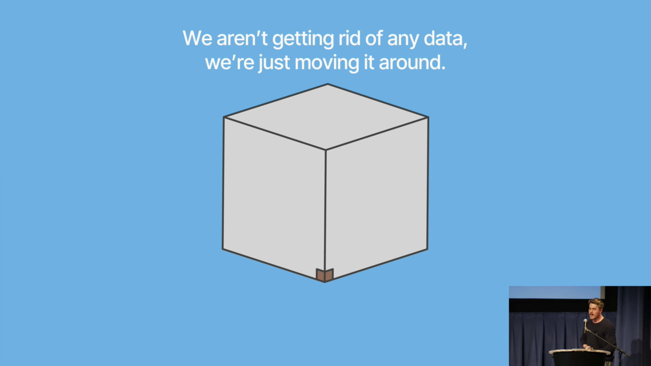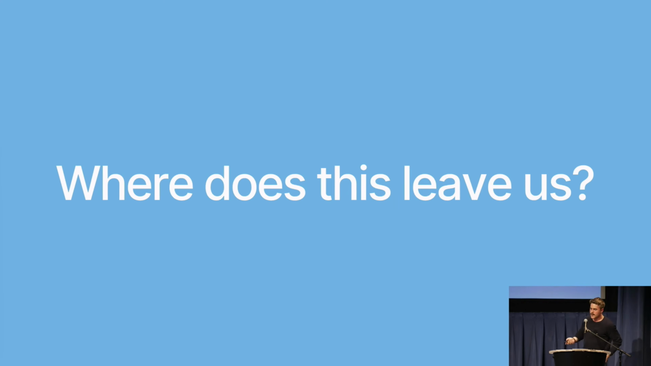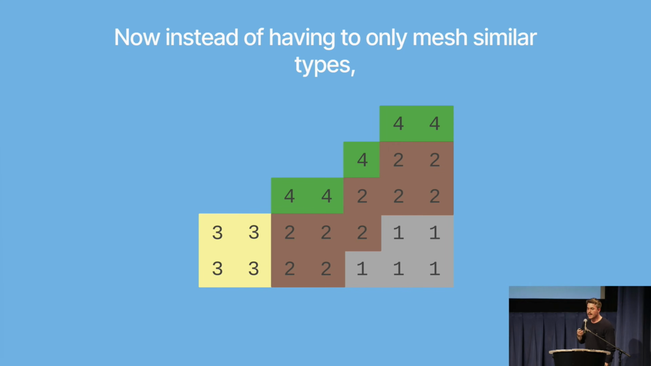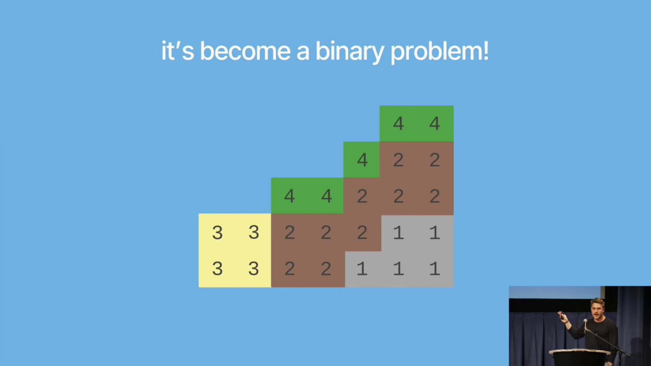We aren't getting rid of any data, we're just moving it around. We're just taking the data we had on the CPU when we were meshing, and moving it to the GPU to sample there, right? So we're just moving it to where it was actually headed already. Well, where does this leave us, right? Now instead of only having to mesh similar types, we can mesh all types together basically, because it's become a binary problem. No longer do we have to consider the type information when we're meshing because it's on the GPU already. We don't have to worry about it anymore, it's already there.